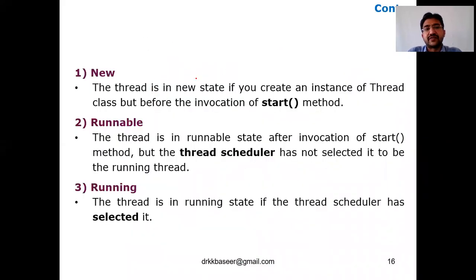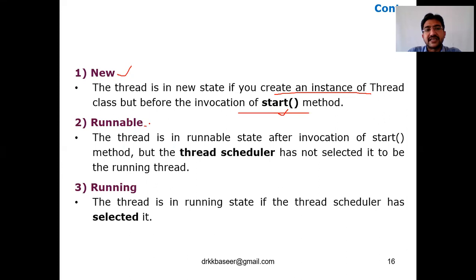Now let me see the explanation of each state. Coming to the first state, the thread is in a new state if you have created an instance of the thread class. Whenever you create a thread class instance, means when you create an object for the thread class, an instance will be created. But before the invocation of the start method, what do we require? We require a thread object. So thread object dot start method, then only the thread will start.